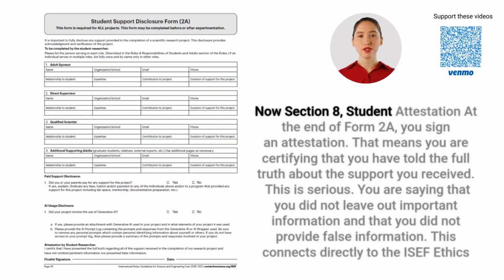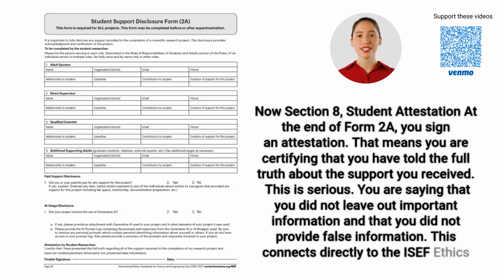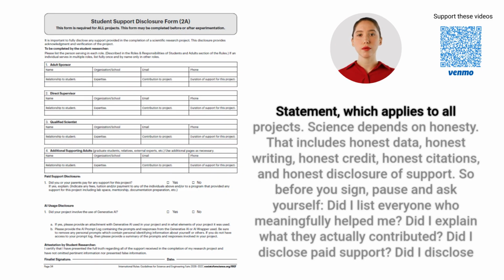Now, Section 8, Student Attestation. At the end of Form 2A, you sign an attestation. That means you are certifying that you have told the full truth about the support you received. This is serious. You are saying that you did not leave out important information and that you did not provide false information. This connects directly to the ISEF ethics statement, which applies to all projects.